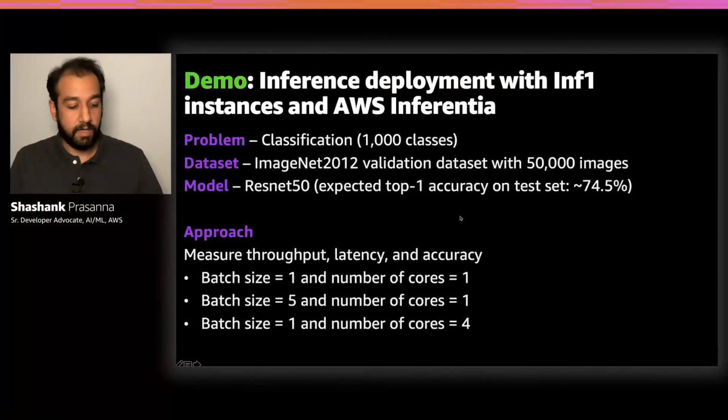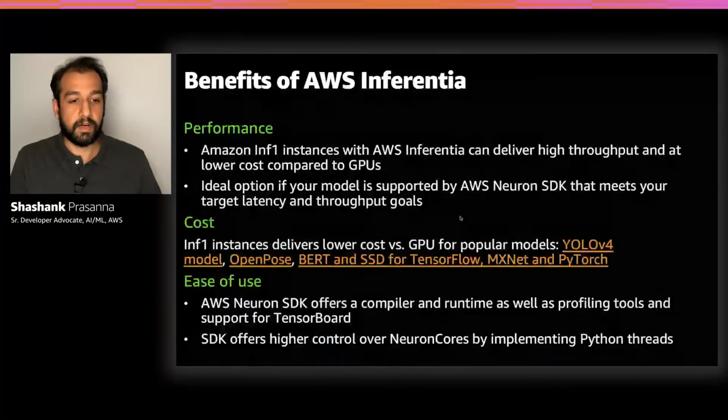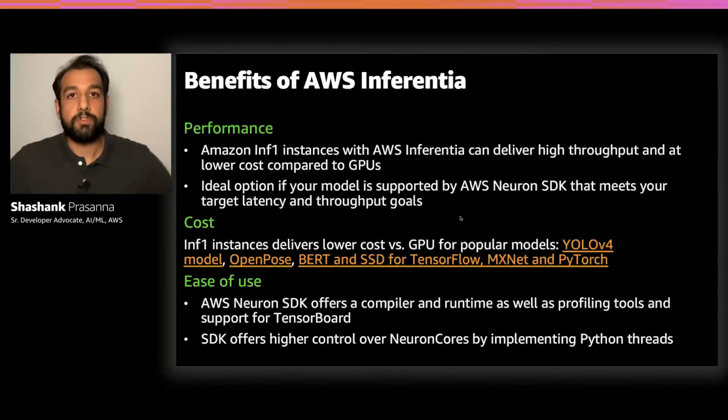Now, with that introduction, let's take a look at benefits of using AWS Inferentia. So in terms of performance, Inferentia gives you some of the best performance out there, comparable to GPUs at much lower costs. It's an ideal option if your model is fully supported by AWS Inferentia. The SDK will tell you all the supported layers. So you want to take a look at that and then compare performance and decide.